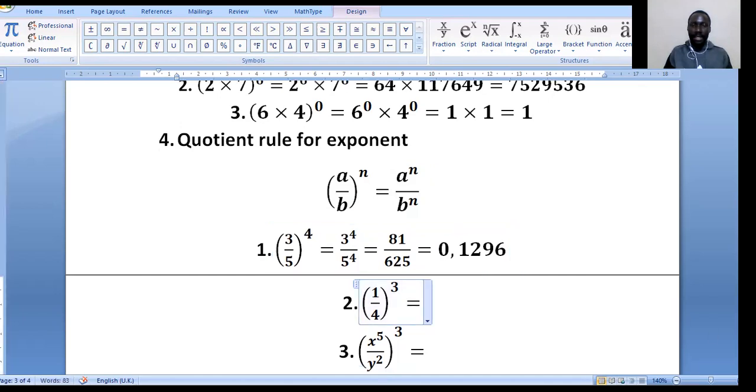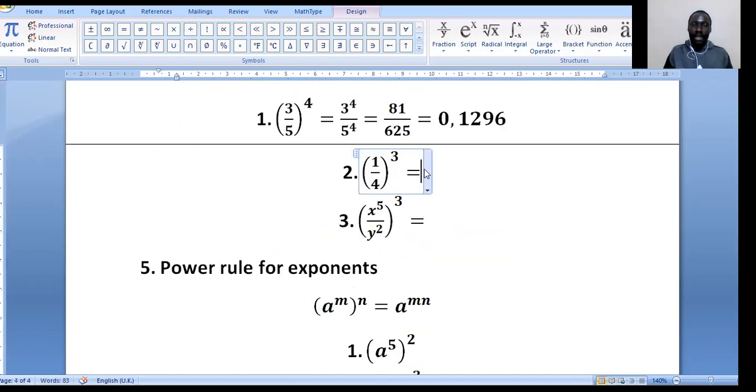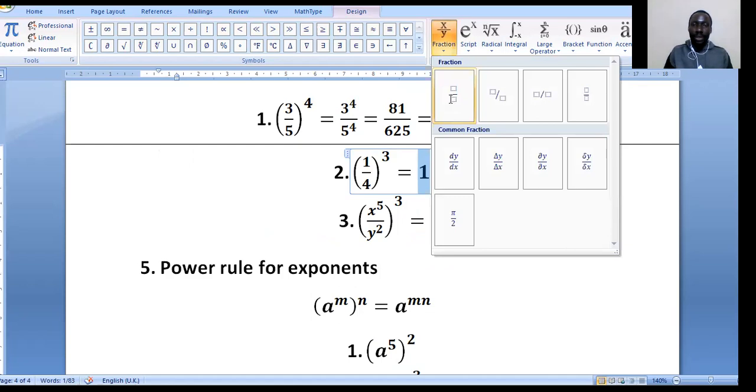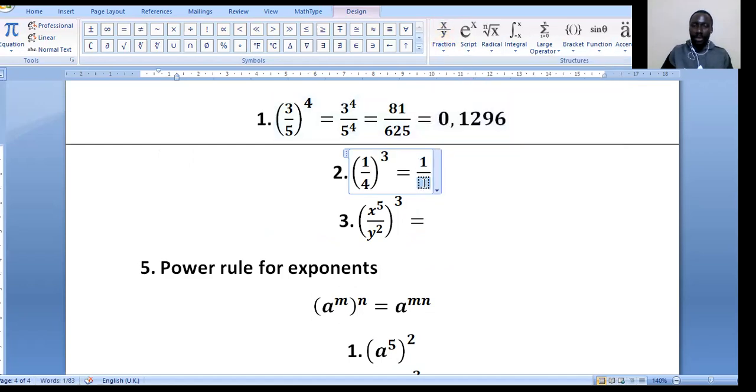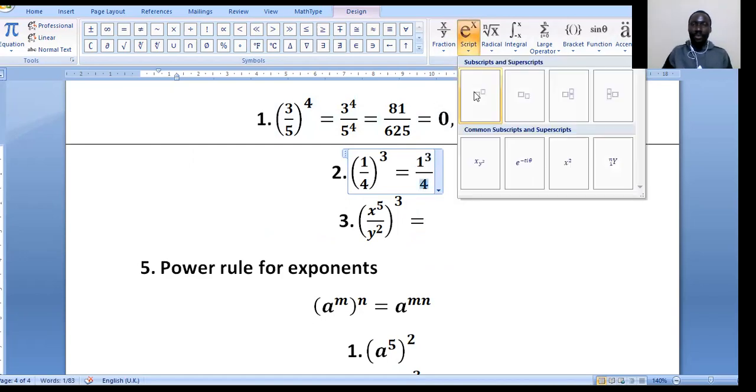Now the next thing here is this second question. Well, we still have one that we have to divide by 4. Now notice that this one has got to be raised to exponent of 3. In other words, 1 has got the exponent of 3, and also 4 has got the exponent of 3.